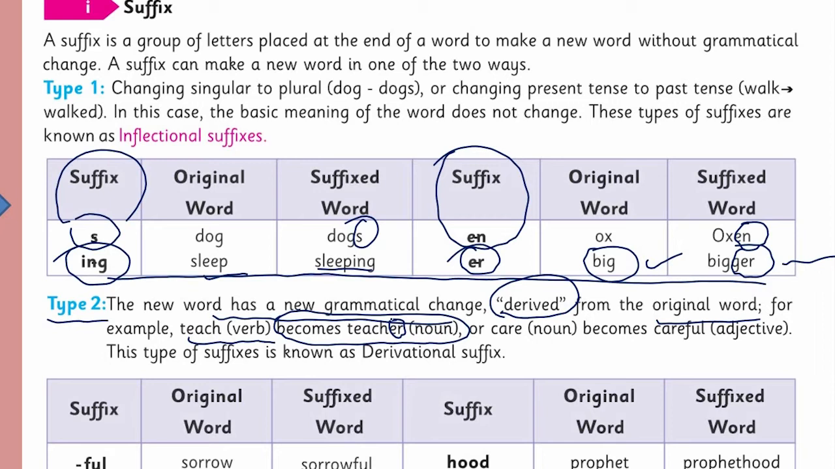Here the verb is teach, to teach someone. But if we add er here, it becomes a noun. Or care, care is also a noun. If we add ful here, it becomes an adjective. I told you adjective is a part of speech which describes the noun.